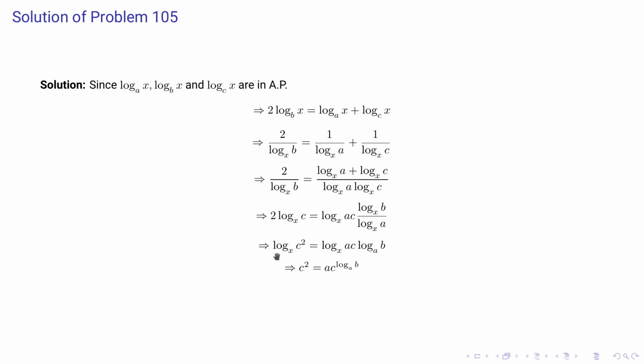So from this we can write that log of c square with base x is equal to log of ac with base x, and this becomes log of b with base x. So we can say that c square is equal to ac to the power log of b with base a. This should be whole to the power, not c to the power. There should be parentheses for clarity.